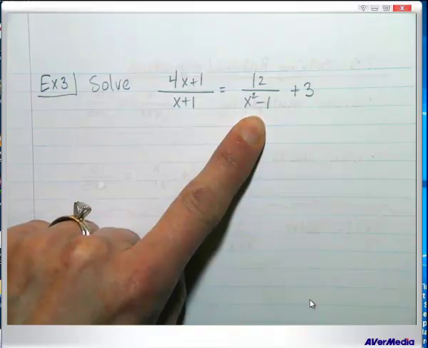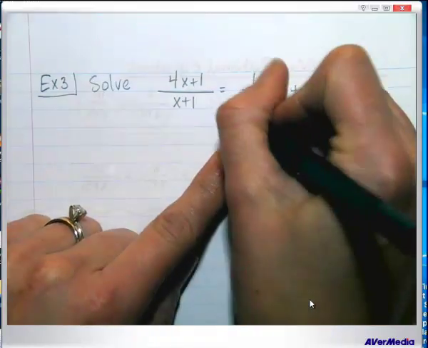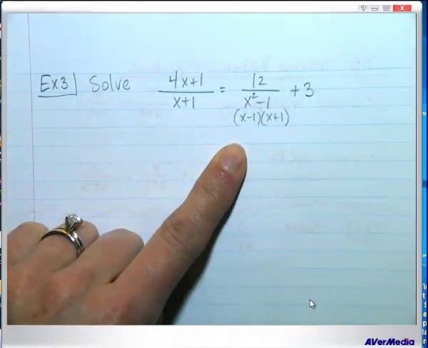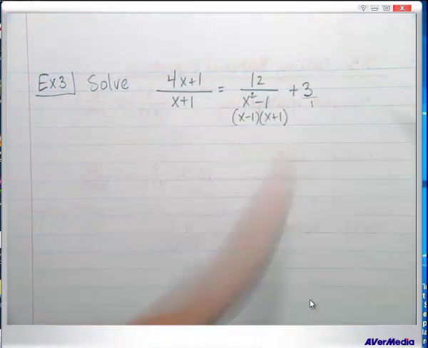No? It's the difference of squares. X times x, 1 times 1. So this will be x minus 1 times x plus 1. Does that make sense? And then the 3 doesn't really have a denominator, just 1.